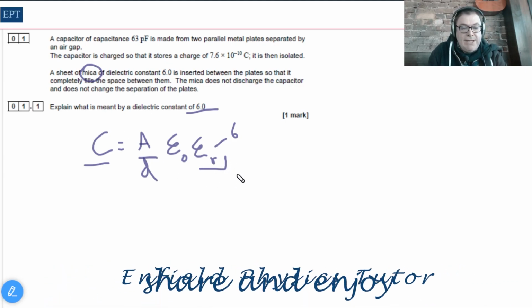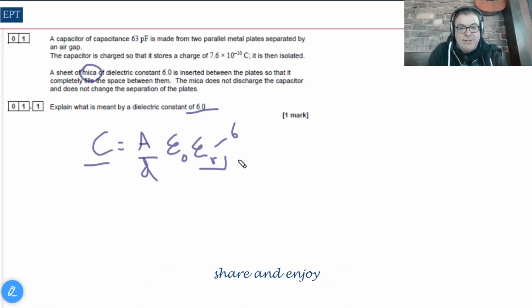Now this means that it has a value of permittivity that is 6 times higher than the value epsilon 0, the value for free space. So epsilon r equals 6 implies that its permittivity is 6 times epsilon 0.